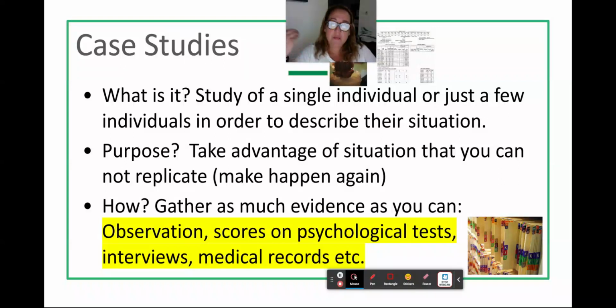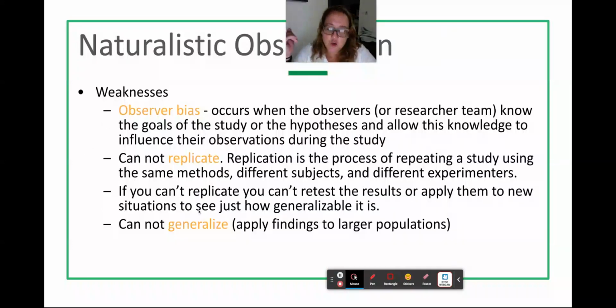Okay. So the good thing about this, it's very, very detailed. But the bad thing is that it cannot be generalized, right? And usually it cannot be replicated because these are really uncommon characteristics or features or whatnot that a person may have.